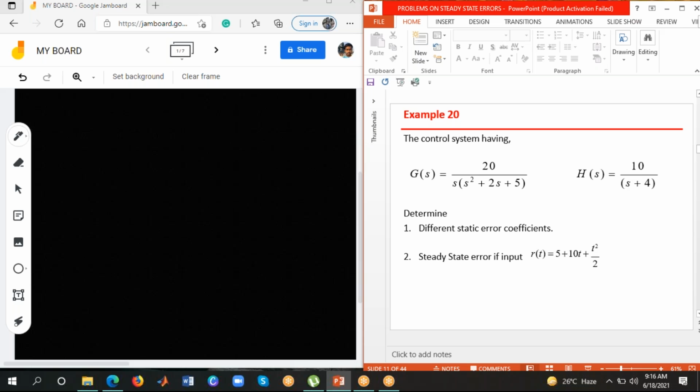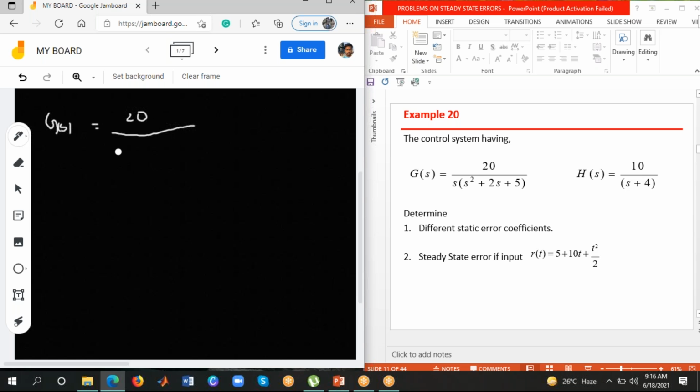So this is the third one. The control system having g of s equals 20 divided by s into s square plus 2s plus 5, and h of s equals 10 divided by s plus 4. Determine the static error coefficients and steady state error. So let me do this problem. Given g of s equals 20 divided by s into s square plus 2s plus 5, and h of s equals 10 divided by s plus 4. Yeah, so these are the two as given.